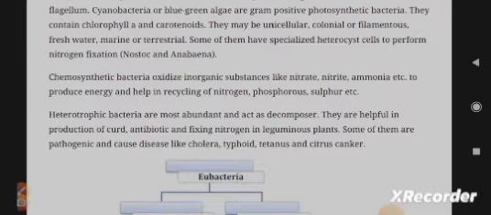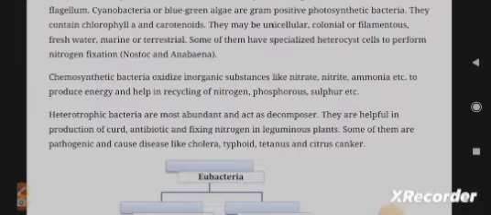They are helpful in the production of curd, antibiotics, and fixing nitrogen in leguminous plants. Some of them are pathogenic and cause diseases like cholera, typhoid, tetanus, and citrus canker. Citrus canker it should be, in my opinion. Pathogens are those that survive by living on others, something like that.